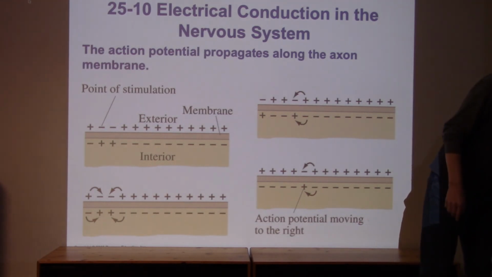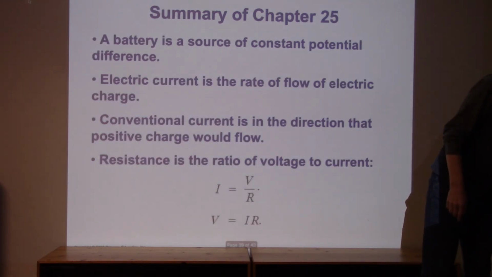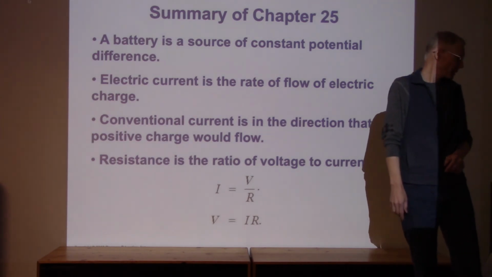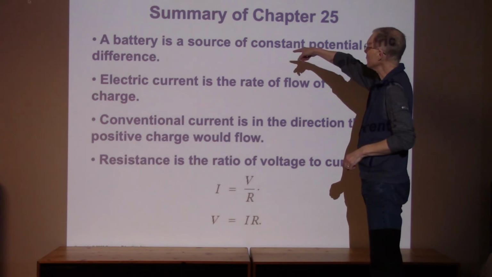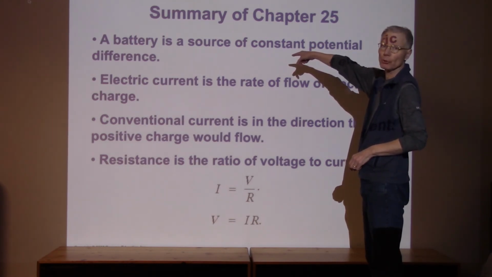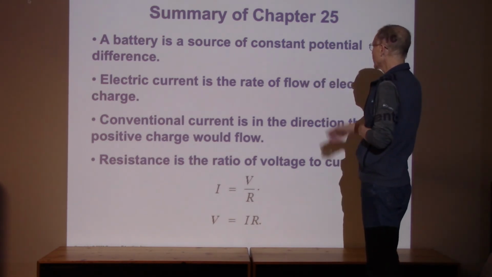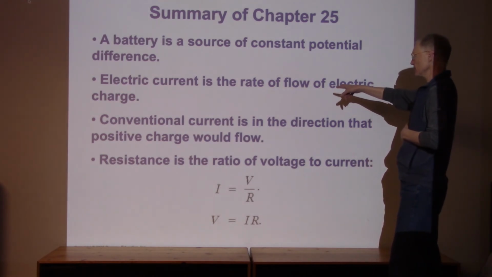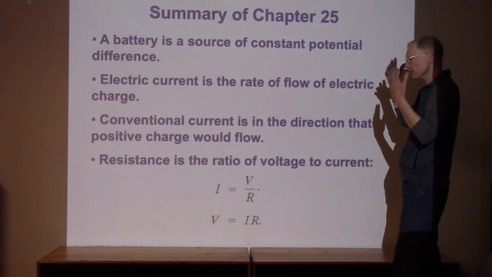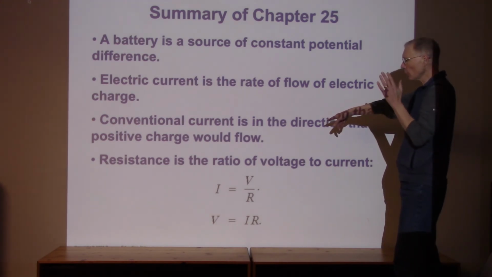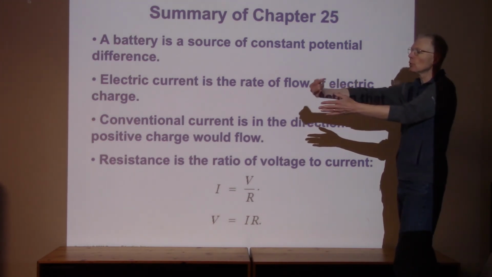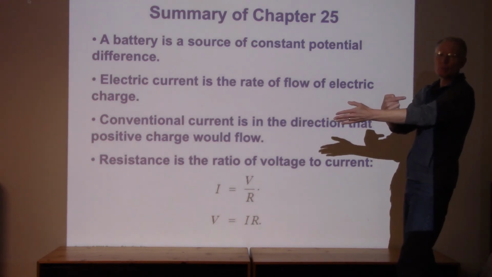All right, this actually may be it. Quick summary, we got a couple minutes here. So for chapter 25, a battery gives us electrical potential or voltage. Current is the flow rate of charge, that is what it is. Electrons actually flow in whatever direction they're in, but the current is actually defined in the opposite direction.